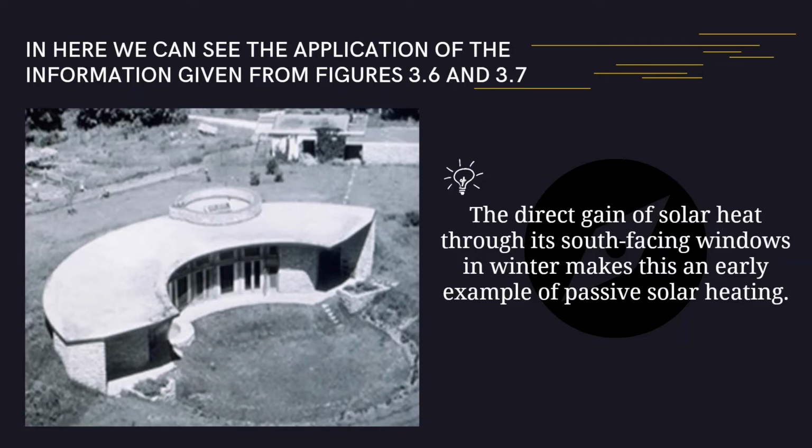In the information in figures 3.6 and 3.7, we can see the application or the planning of a building and its site, which is the house designed by Frank Lloyd Wright in the 1940s. This type of house design has a direct gain of solar heat through its south-facing windows in winter, which makes this an early example of a passive.